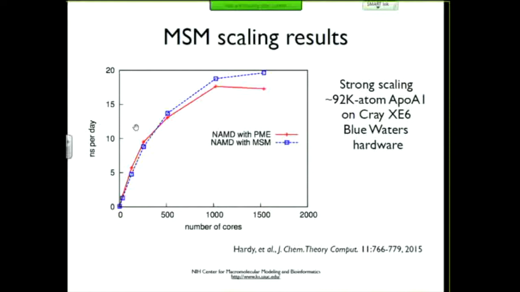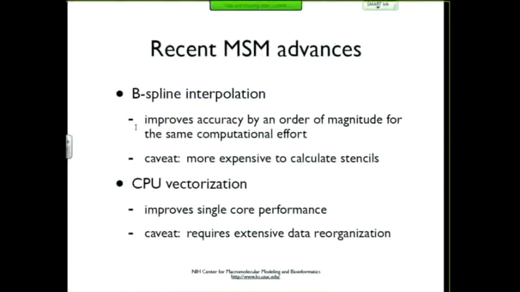Okay, so some more recent advances have been the use of B-spline interpolation, and this turns out to improve accuracy by an order of magnitude for the same computational effort. But the problem is that it's more expensive to calculate the stencils.